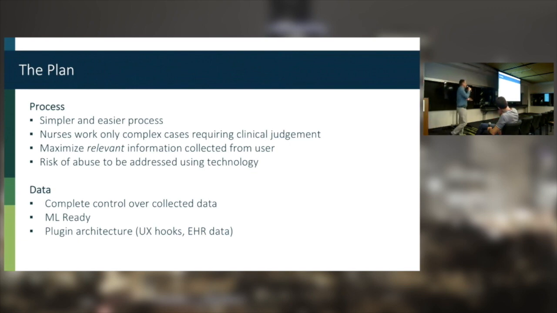And the plan had two parts. First, we are going to completely change the process, at least the technology that's running the process. And we will change the process so it will be simpler, it will be easier. The nurse will only take the complex cases where their clinical judgment is really necessary, and we will change the process in such a way that we will maximize the amount of data that we are collecting from the users, which is unfortunately not something we did in the old process.